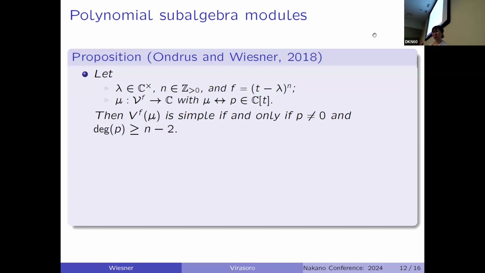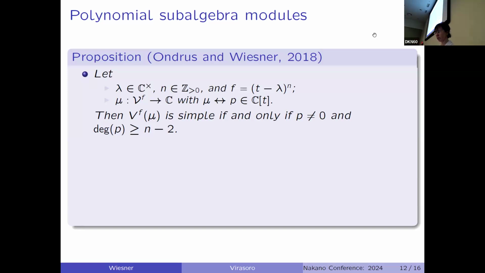And if you had a polynomial that had degree less than n-2, then you can find a quotient of this module that's isomorphic to one of these polynomial subalgebra modules for a smaller degree polynomial. And so you can always find a simple quotient of these, and you can describe what the composition series looks like.